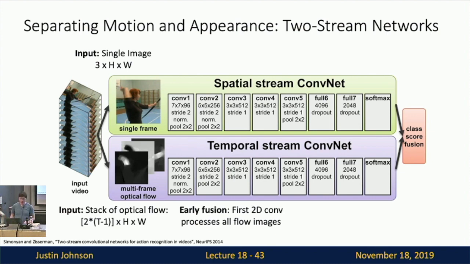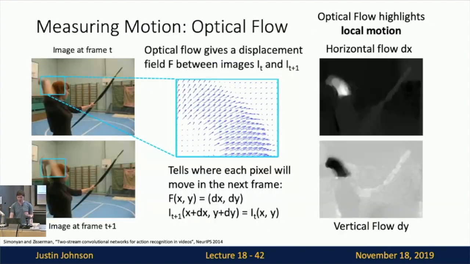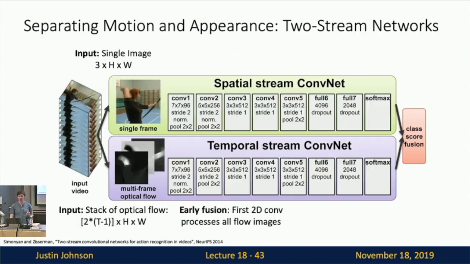Yeah, question? The question is, where does the 2 come from in the stack of optical flow? Well, that's because each optical flow gives us a displacement vector in the image plane. So optical flow at every point in the image gives us a two-dimensional vector, the x component and the y component of that optical flow vector at every point in the input image. So that gives us the 2.